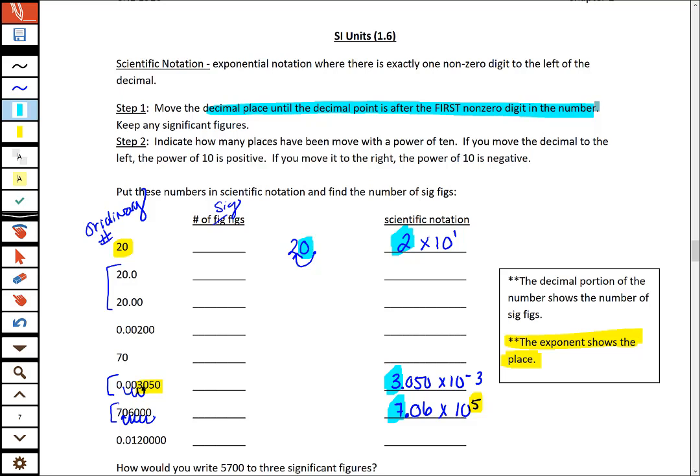So what I want you to do is pause for a moment and practice writing the remainder in scientific notation and then come back and compare your answers with me. All right, so go ahead, hit that pause button, and then let's compare.